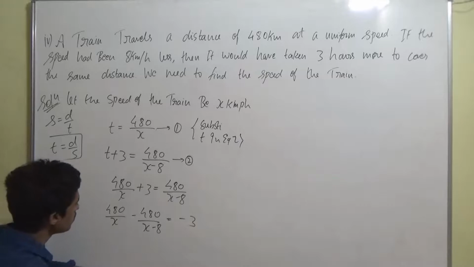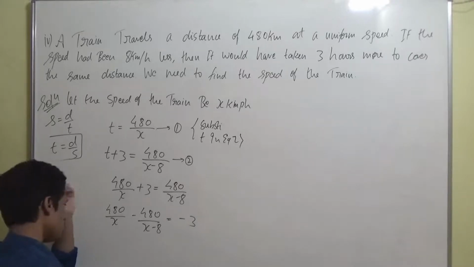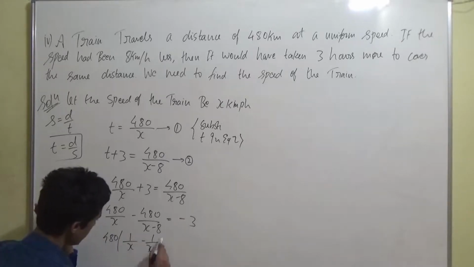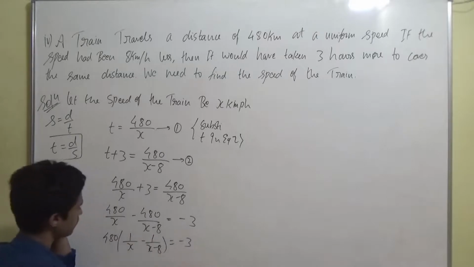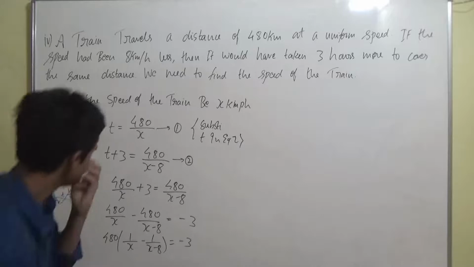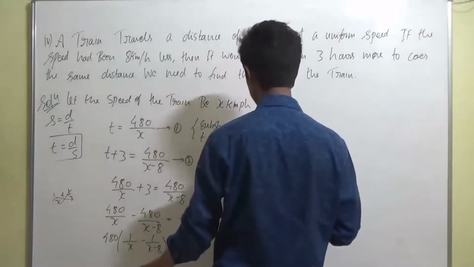Okay. Now we'll take 480 in common. So it becomes 1 by x minus 1 by x minus 8 equal to minus 3. Getting it, guys? Now I'll take the LCM. So the LCM becomes x minus 8 into x.